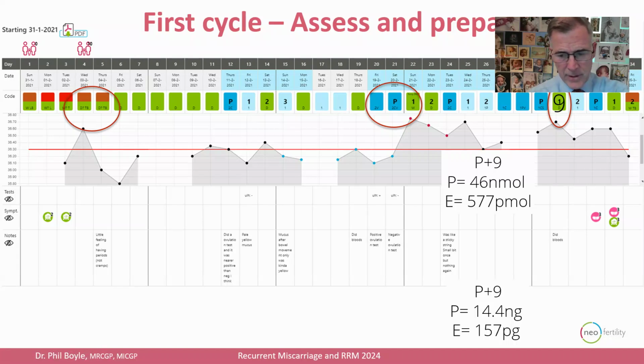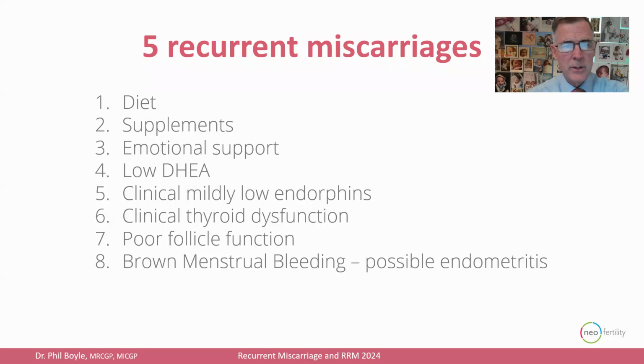And on the next slide, we said, we're going to do your diet, your supplements, your emotional support. We're treating your DHEA. And I did boost her endorphins with a low dose of naltrexone. She had clinical thyroid dysfunction. That goes with low DHEA levels, where I give T3 treatment. It's a clinical judgment call. And her picture is jumping out at poor follicle function, and she has brown menstrual bleeding.